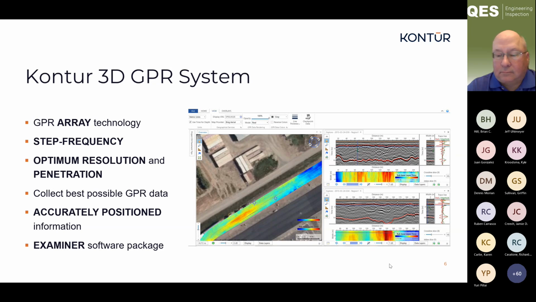Examiner is the software package that takes this very large database of GPR data and processes it into something that for us as engineers, as pavement engineers, we can actually understand what the information is telling us, because it's giving us a visual cue and not simply that vertical profile of the GPR signals. Next slide, please.